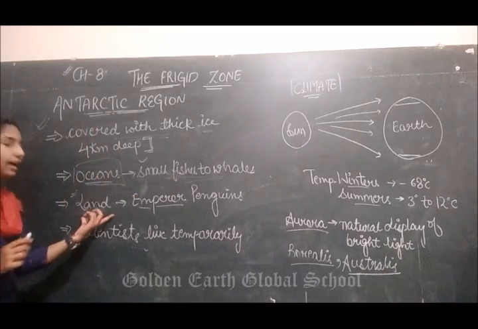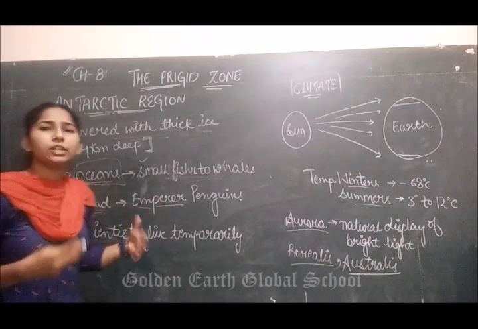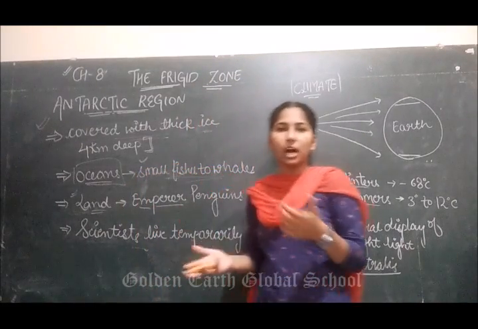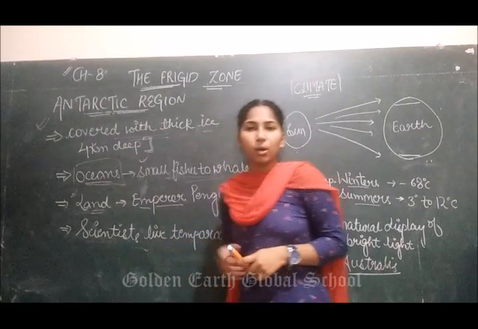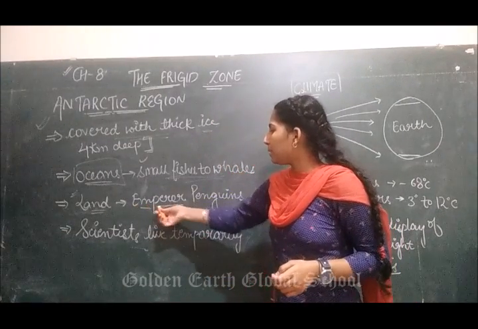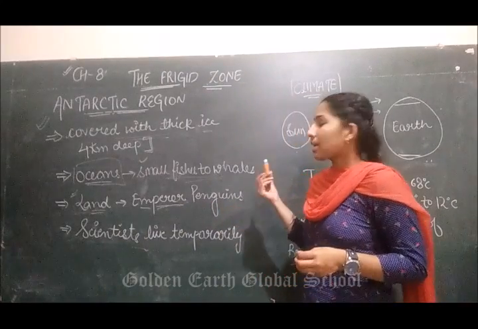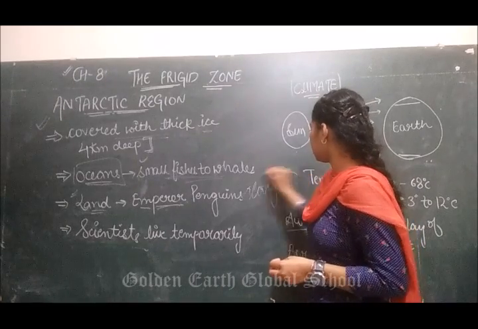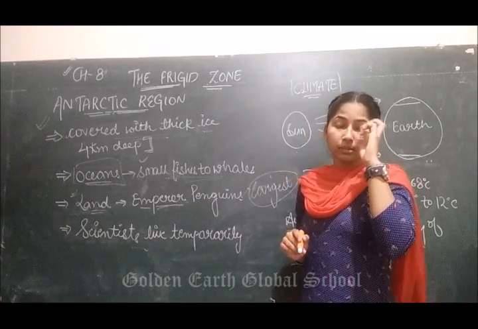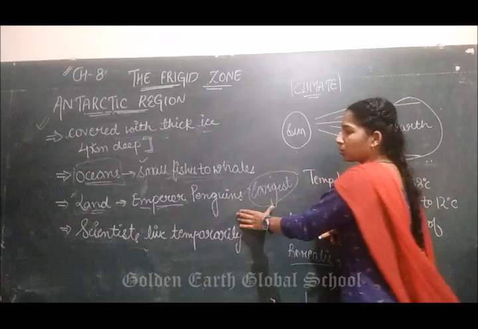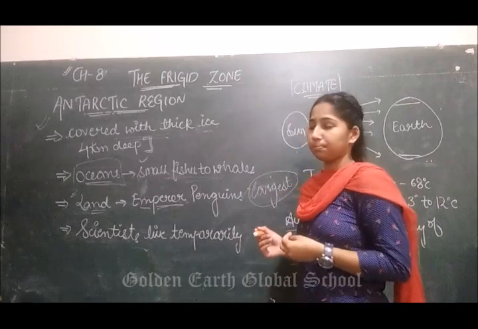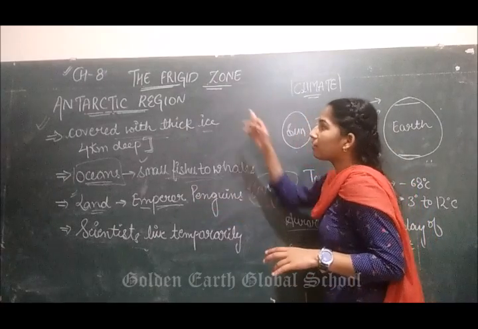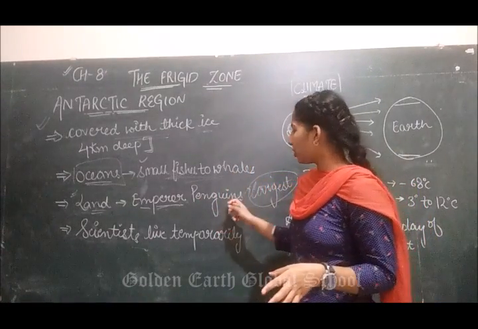Now talking about the land, the animals which are found on land. Usually the polar bears have thick fur which protects them from the harsh sunlight. But the emperor penguin, now the emperor penguin. Emperor penguins are the largest breed of penguins on planet Earth. They are the largest species of penguins found on planet Earth. So emperor penguins are only found in the Antarctic region.